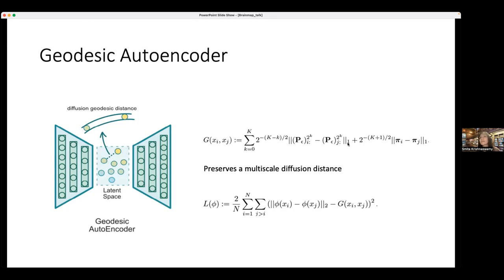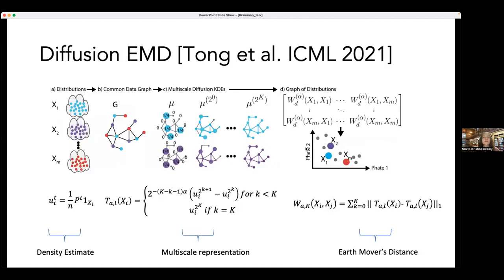So why do we do it multi-scale? The reason we do multi-scale is because multi-scale diffusion distances at a population level are equivalent to an optimal transport distance. So this gives us a very cool connection. Also, we're not quite sure what is the right number of steps to diffuse to get the correct manifold distances, and this avoids having to select that. It gives you a dyadic scale.